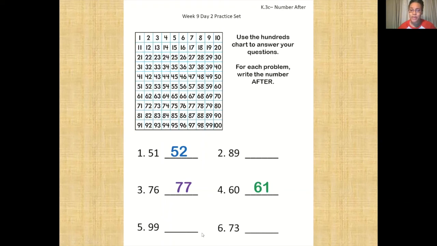All right, number 5 says 99. So then you have to write the number after. And number 6 says 73. So I think you guys can do a great job on your practice set. I can't wait to see the numbers that you write after. And you guys can always keep going past 6. You can do other numbers that you find on the 100 chart and make sure you know the number that comes after without counting. Okay, remember we're not starting at 1 to go look for the number. We're looking for the number and then we find the number after.